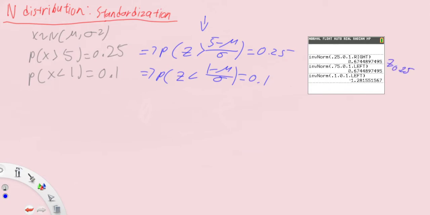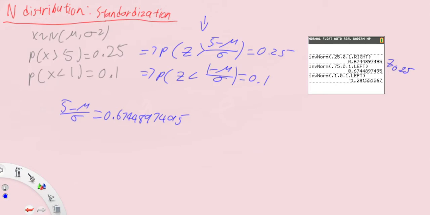Cool. And then the bottom, since you're doing the left area, regardless of whether you're using the old GC or the new GC, it will be 0.1, which is minus 1.28155, and so on and so forth. Therefore, we then have 5 minus mu over sigma equals 0.6744897495. You can just simplify this to 5 dp or 5 significant figures.